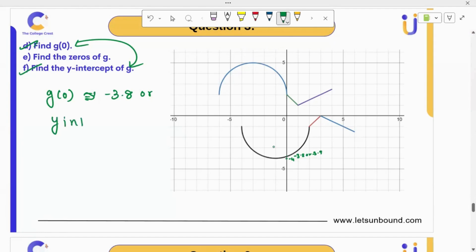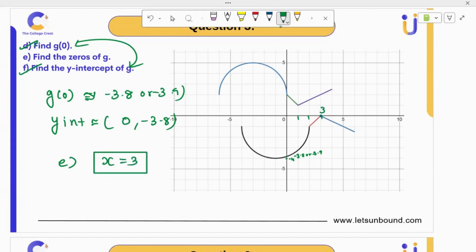The y-intercept is also, you can tell, negative 3.8, that is 0 comma negative 3.8, approximately. Find the zeros of g means where your graph crosses the x-axis, this point. And it is 1, 2, 3. So E is x equal to 3 is the zero, the only zero here for g. That's it. So this is a crisp overview and 3-tier problem solving on transformation of functions.